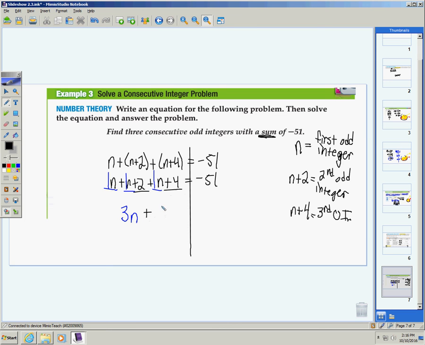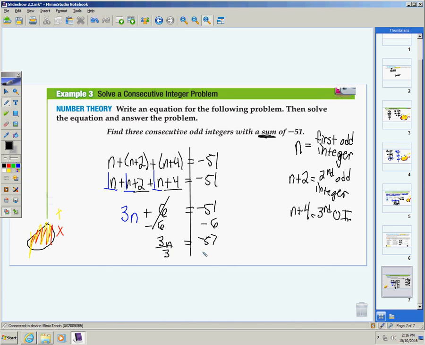Now I need to think about my pizza. Okay, if I were to plug a number in for n, the first thing I would do is multiply, and then I would add 6. So the first thing I need to do is subtract 6 from each side, because I want to take apart my pizza. I've got 3n equals negative 57. Then I'm going to divide each side by 3, and I get n equals negative 19.